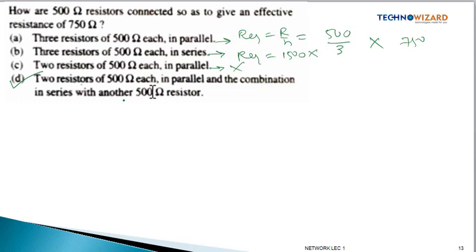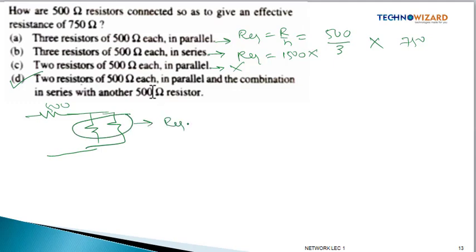2 resistors of 500 ohm each in parallel. Okay, I'll show you. They both are connected in parallel and the combination is in series with another 500 ohm. If the two 500 ohm resistances are parallel, so their R equivalent will be what? 500 by 2, that is 250, and 250 plus 500 will be 750. So option D is correct.